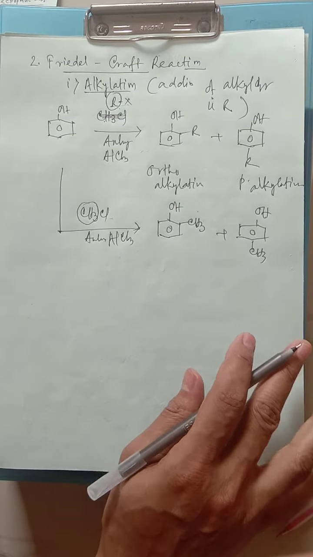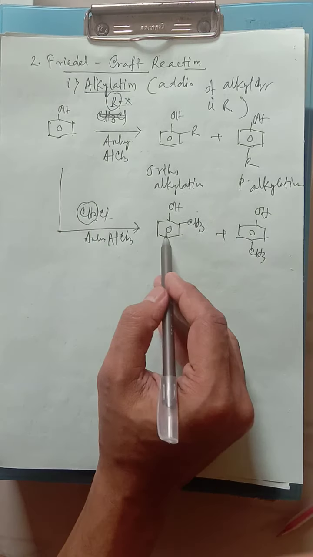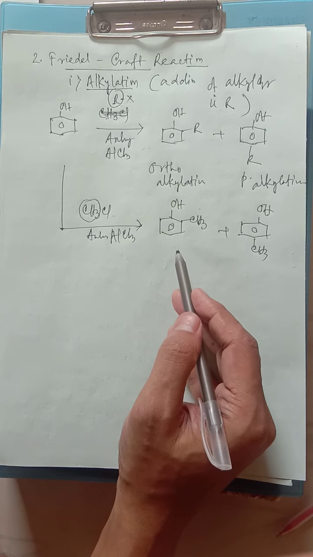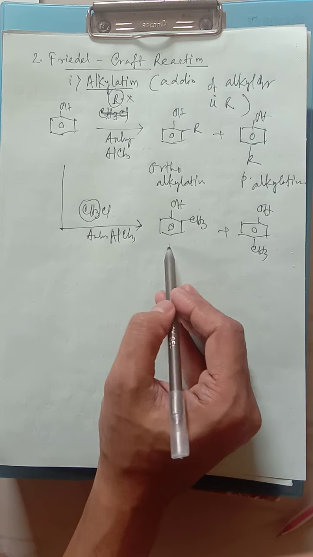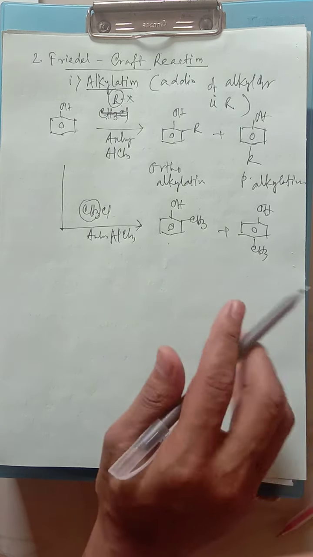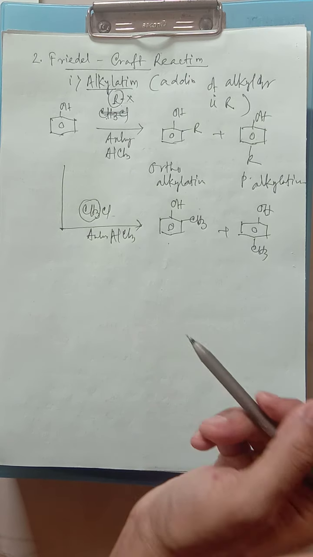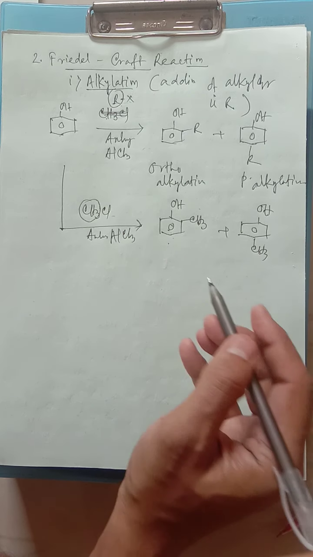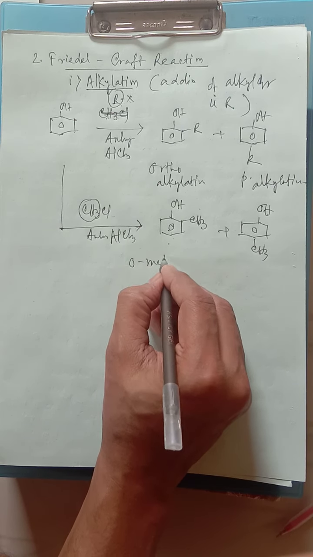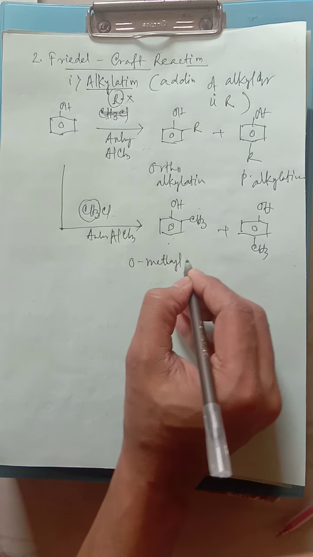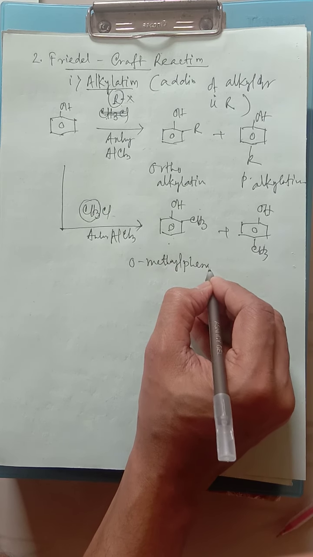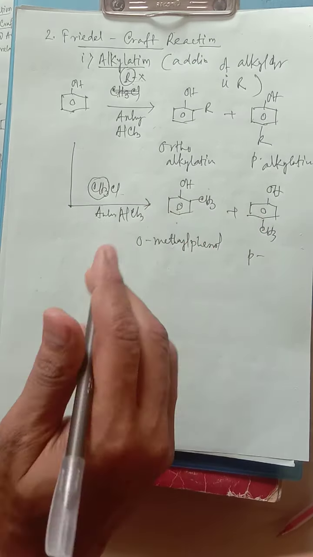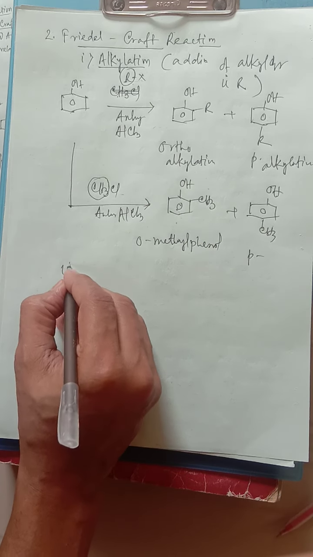Always we have to remember, whenever an ortho-para directing group is there, in most cases both products should be written. It may be different, that means one will be major, another will be minor, that's different, but we should write both ortho and para isomers whenever it is an ortho-para directing group. That's why I have written both ortho and para. It is ortho-methylphenol, whereas this is para-methylphenol. So this is the product, this is the alkylation. Now moving to the acylation.